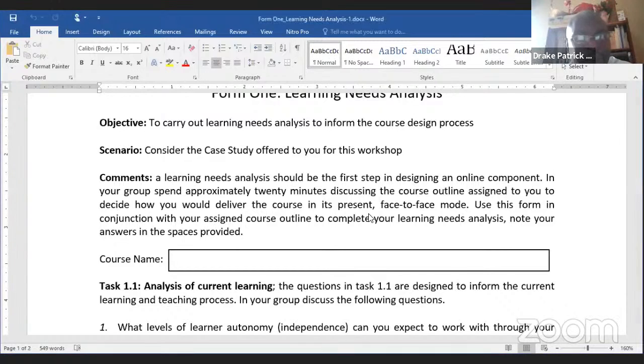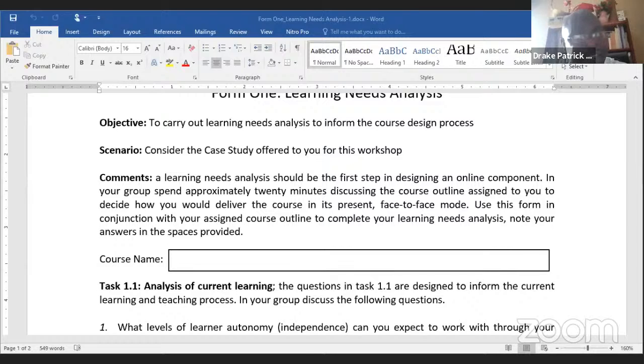Basically, the tool is to help us to reflect. Remember, we talked about planning. So how do we plan our course? So this is a learning needs assessment. And as you can see, the idea is to carry out a learning needs assessment to inform your course design processes. Okay? So choose a course we recommend. So the learning needs assessment should be the first step in designing an online component in your group.